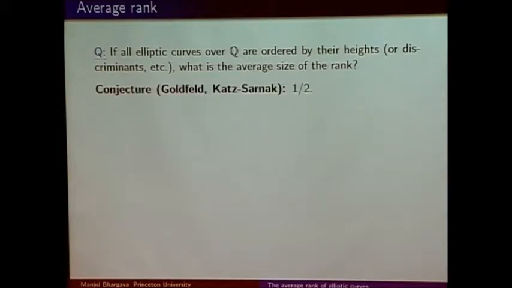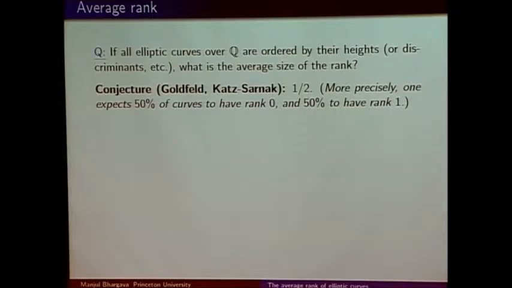And the conjecture, of course, as Carl talked about earlier this week, and Alice did last week, I think, is that the average size you expect to be half. This originates in work of Goldfeld, and then, of course, in the work of Katz-Sarnak. More precisely, Carl called it the rank distribution conjecture. One expects that 50% of all curves have rank 0 and 50% of all curves have rank 1. And so the average is half.